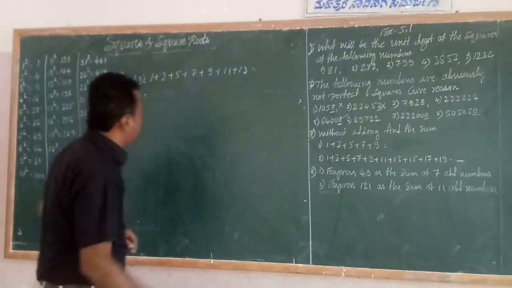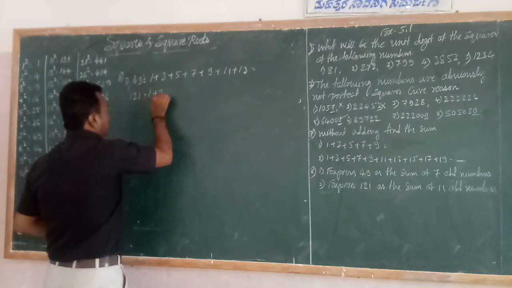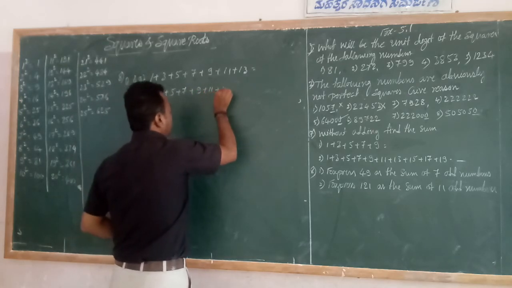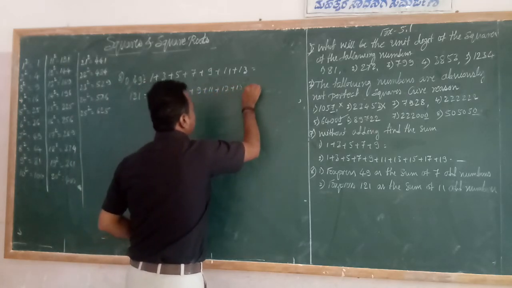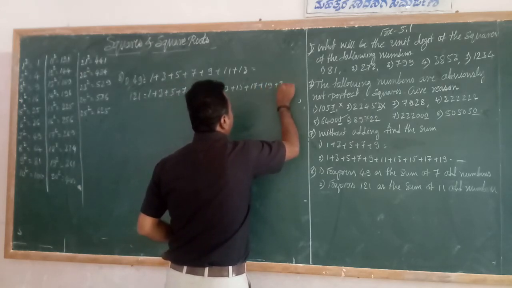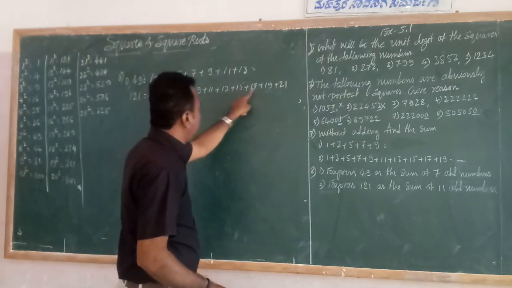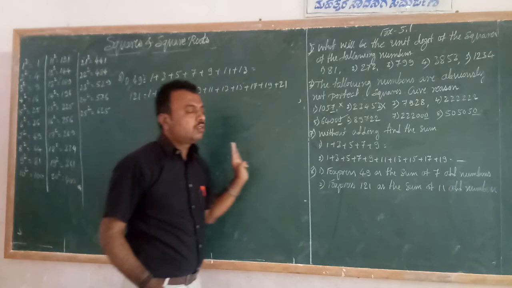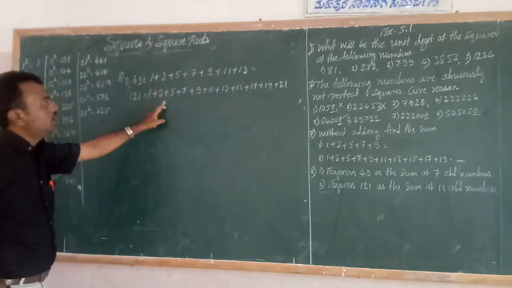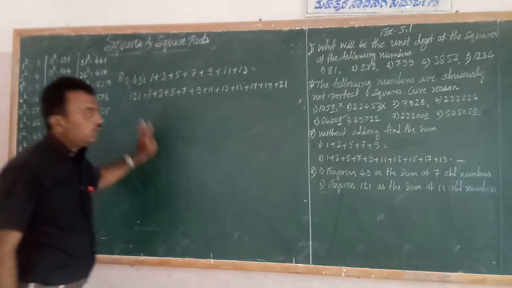Like 121. Yes, correct. So how many odd numbers do we have to write? 11 odd numbers. So 1 plus 3 plus 5 plus 7 plus 9 plus 11 plus 13 plus 15 plus 17 plus 19 plus 21. You should count it: 1, 2, 3, 4, 5, 6, 7, 8, 9, 10, 11. So the sum of these 11 odd numbers is equal to 121. Okay, so like this you have to solve it.